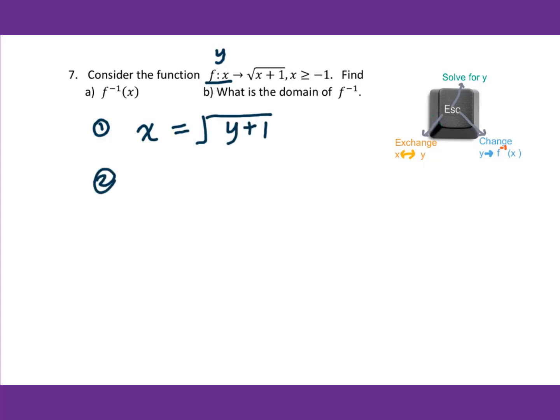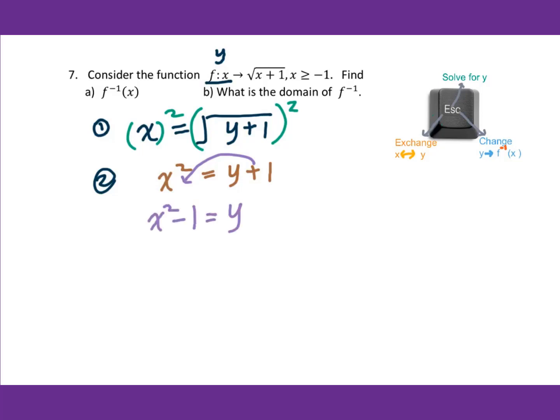Then second step, solve for y. This is a square root function, so square both sides. We got x squared equals y plus 1. Then you have to do minus 1 on both sides. So we got y equals x squared minus 1. Third step, change y into the inverse symbol. Inverse f of x equals x squared minus 1.